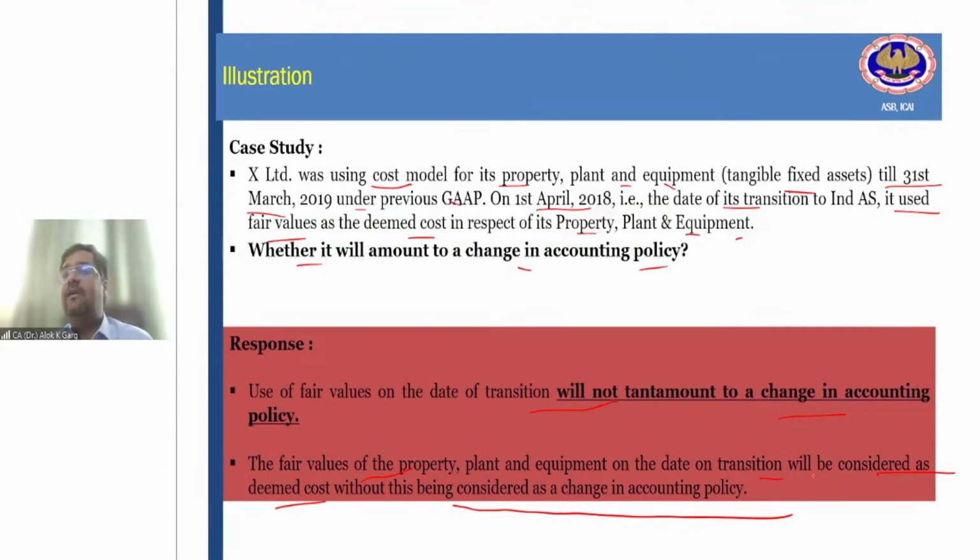Right? It is not considered as opting for a revaluation model. But what happens if on the comparative date, so on transition date, the company has applied this fair value provision for identifying the deemed cost, opening balance, under Ind AS. But afterwards, if again the company does the fair valuation, in that case it will become a change in policy and it has to be applied consistently, right?